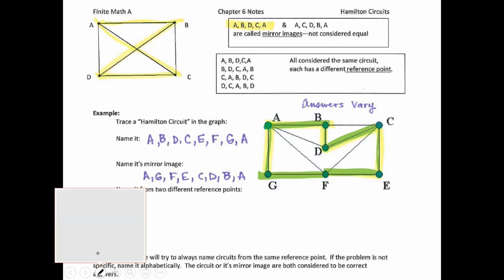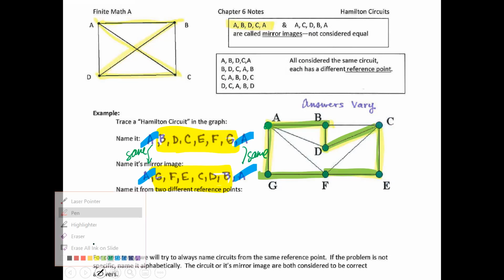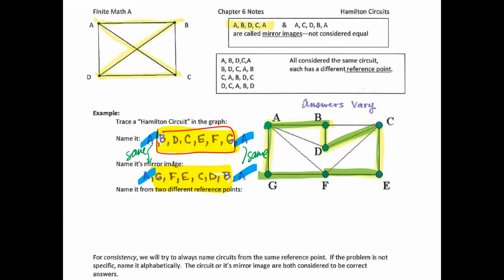Your mirror consists of the inside reversing, but the beginning start and end are exactly the same. So these are the same, but the inside are reversed. So if I were to go by that path, I will start at A, G, F, E, C, D, B, and then back to A.